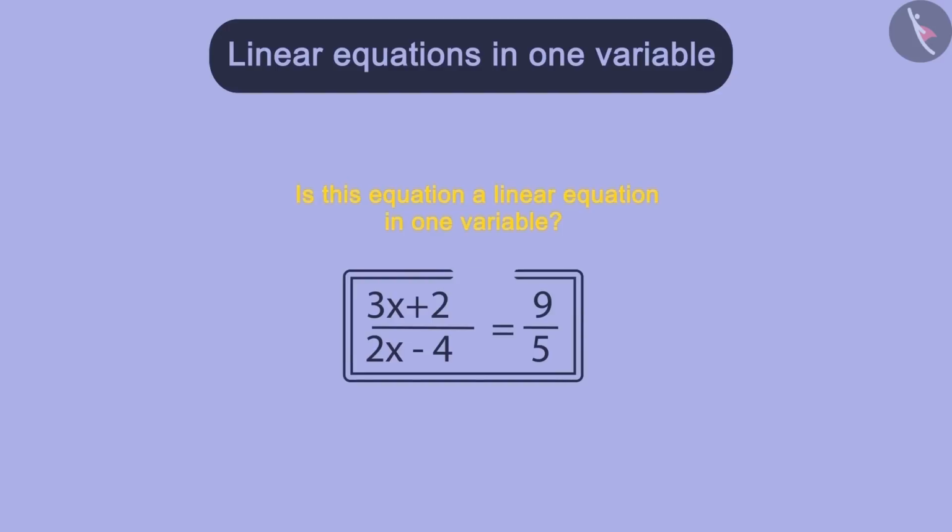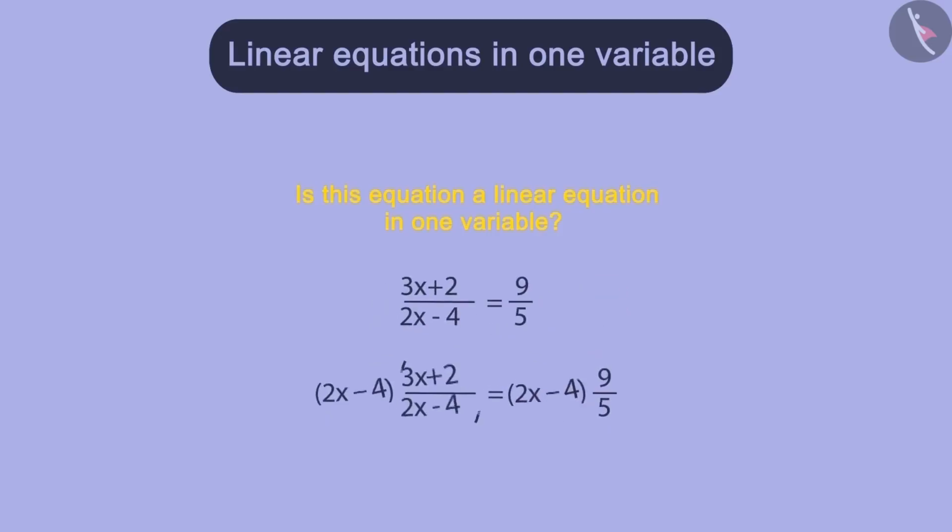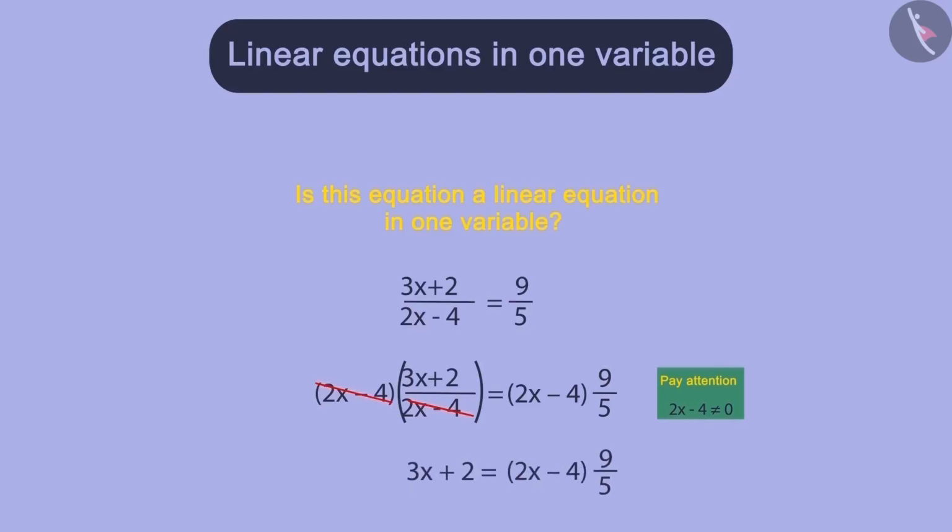As of now, this equation doesn't seem to be a linear equation in one variable because the variable x is in the denominator as well. But can we change such type of equations into linear equations in one variable? For this, we have to remove x from the denominator. How do we do this? We will have to multiply the left and right hand side with 2x minus 4. Thus, these two terms will get cancelled. So now, our equation will look like this.